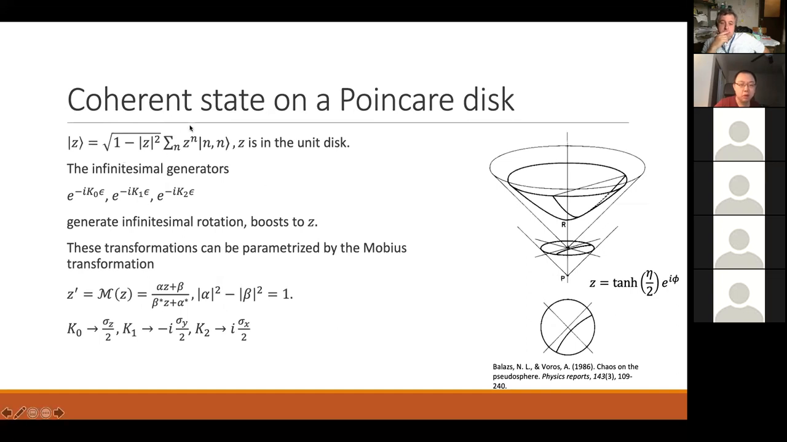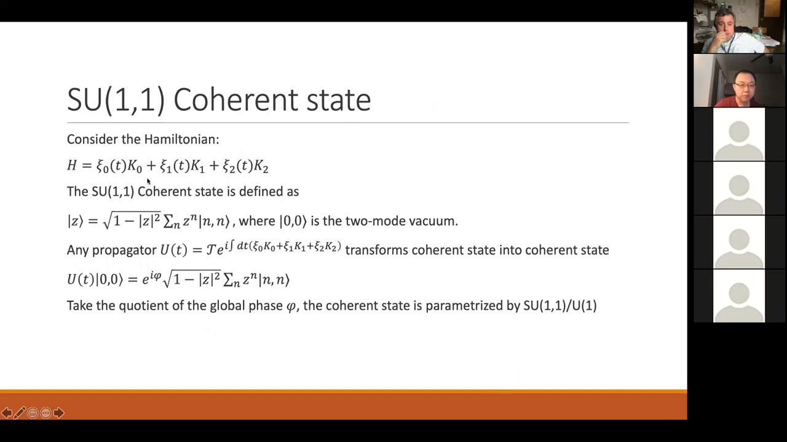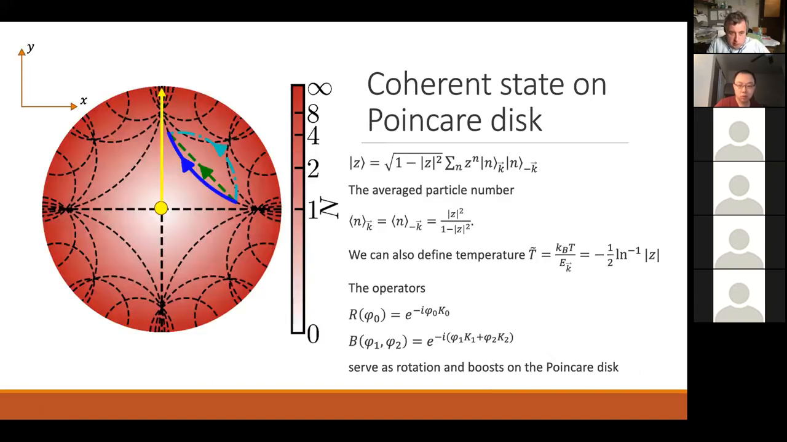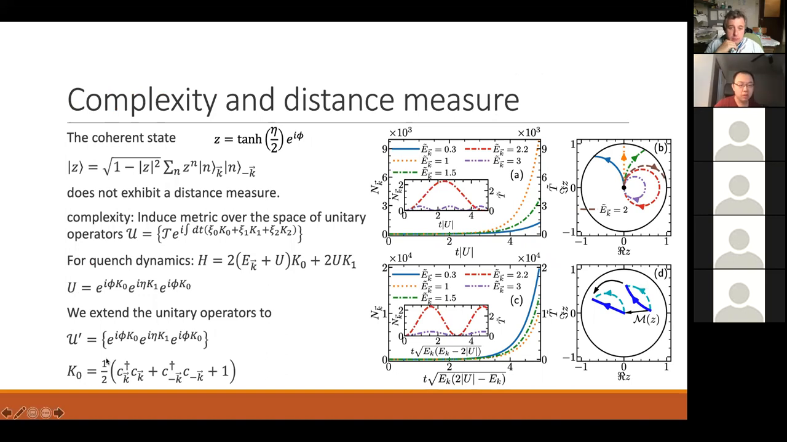For simplicity, we can just consider my state to be the two-mode vacuum, which is located at the origin of this Poincaré disk. Then in order to generate a U(1) phase for this state, we can just apply the group element which is generated by K0 to this state. So let me go here. Since K0 is 1/2 (c dagger c plus c minus k dagger c minus k plus 1), and I'm considering my initial state as a two-mode vacuum, then those two terms have the value 0, but there is an extra 1 here. So this term will generate a U(1) phase for the two-mode vacuum state.